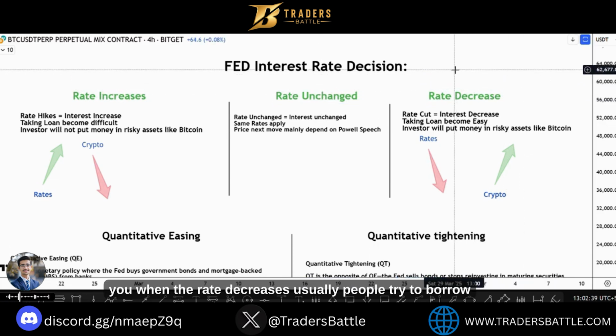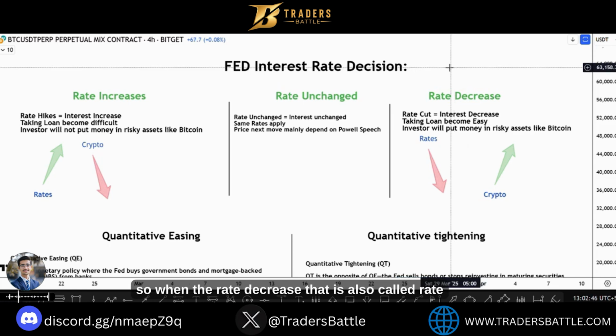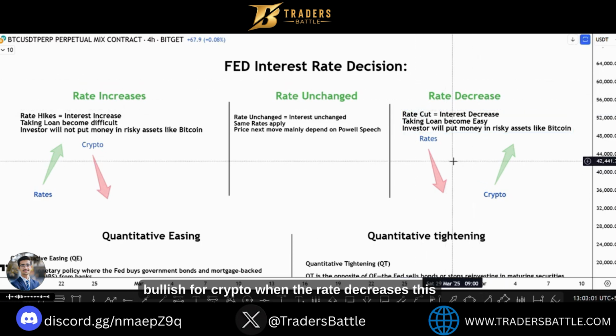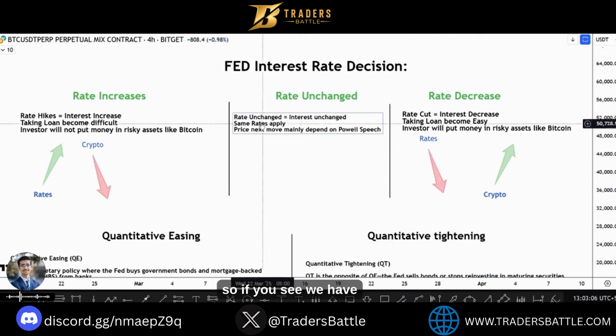The third one is rate decrease. As I told you, when the rate decreases, people try to borrow money because of the lower rates. When the rate decreases, which is also called a rate cut, taking a loan becomes easy, so investors will put their money in risky assets like Bitcoin. That is bullish for crypto. When the rate decreases, this is very bullish for the crypto market.